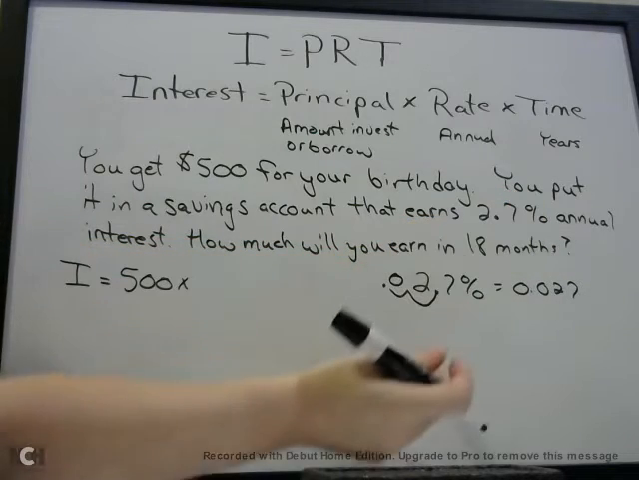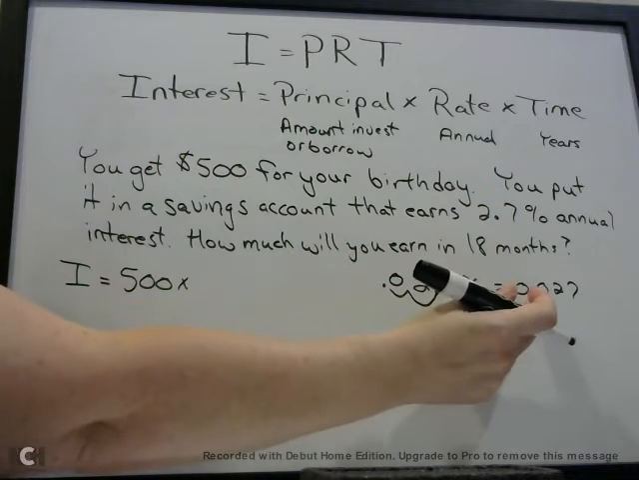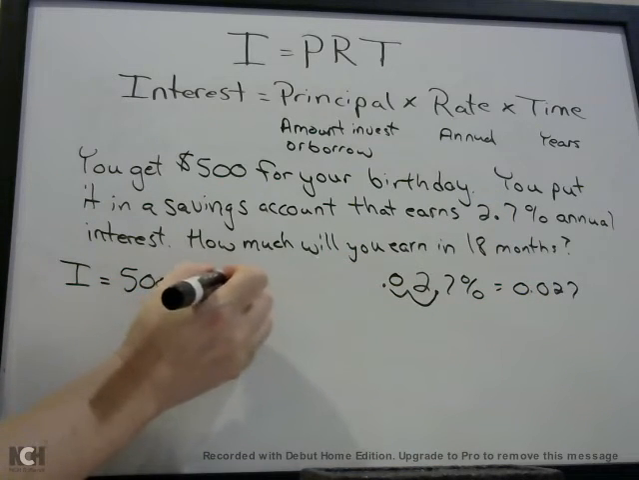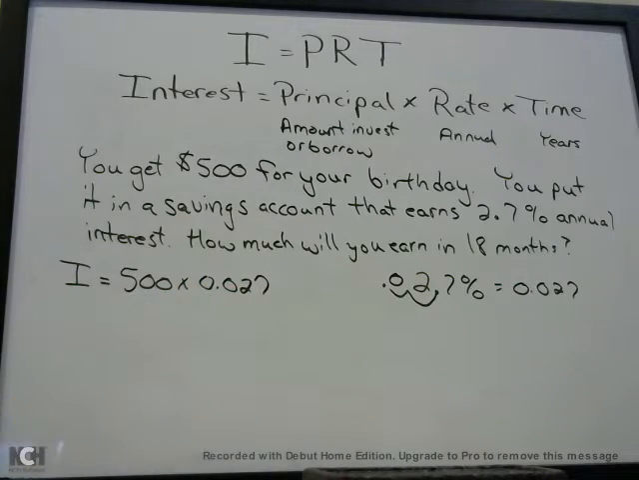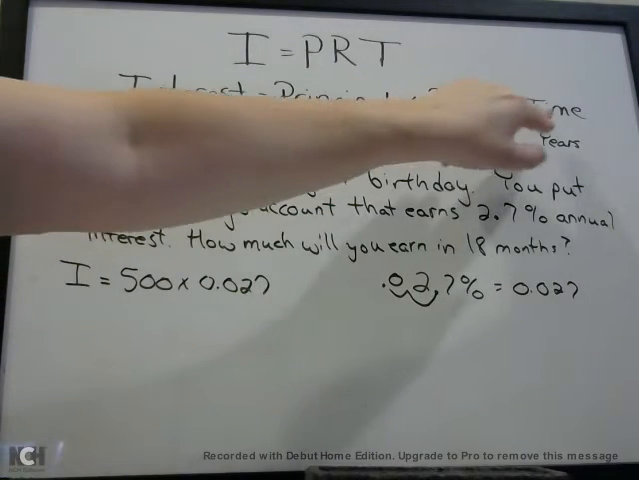This is a key point where you could get caught. Don't put 2.7, change it to a decimal, because remember, you cannot multiply percentages. You have to change them to real numbers. So your rate is 0.027, times time.